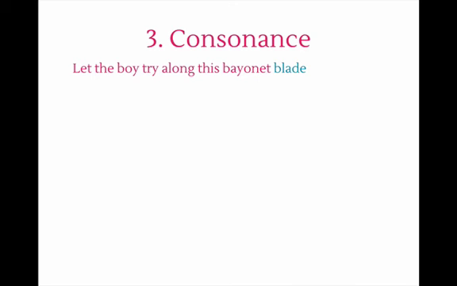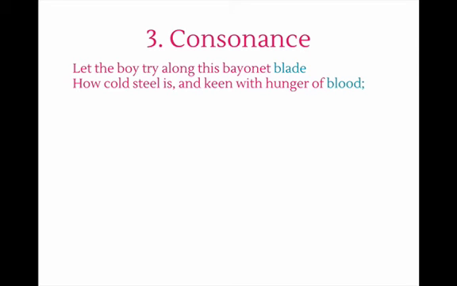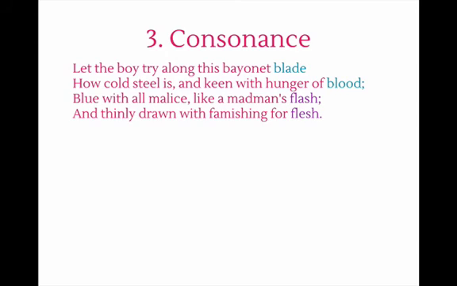So, some examples. "Let the boy try along this bayonet blade how cold steel is, and keen with hunger of blood, blue with all malice like a madman's flash, and thinly drawn with famishing for flesh." So blade and blood and flash and flesh have consonance, and the effect of this is that it really helps us to understand how unprepared this boy described in the poem is for war and for entering war.